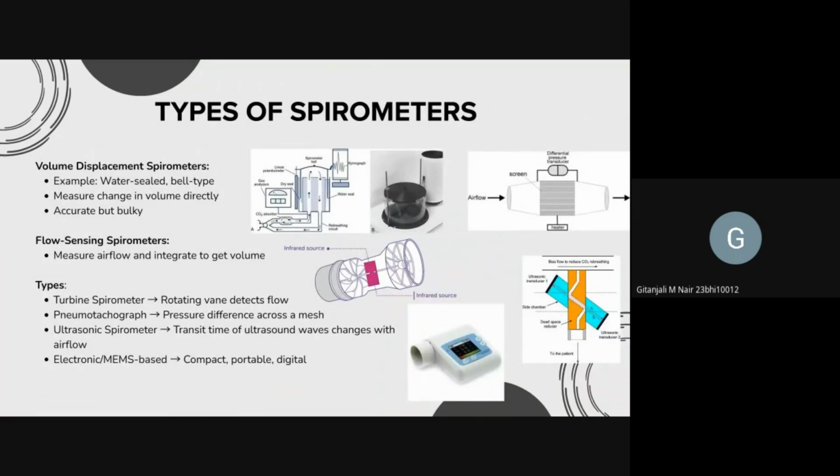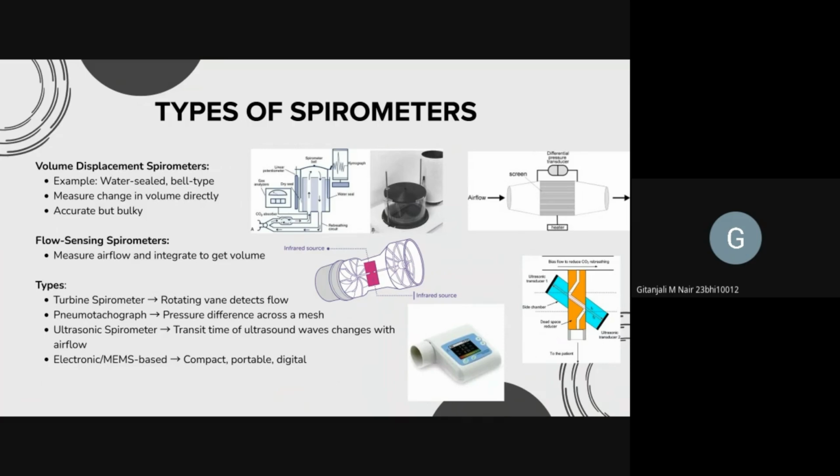Now we have the types of spirometers. First, we have volume displacement spirometers. A very popular example would be the water seal type or the bell type. They measure volume directly and they are very accurate but bulky.